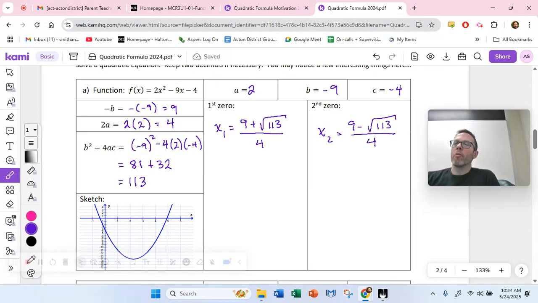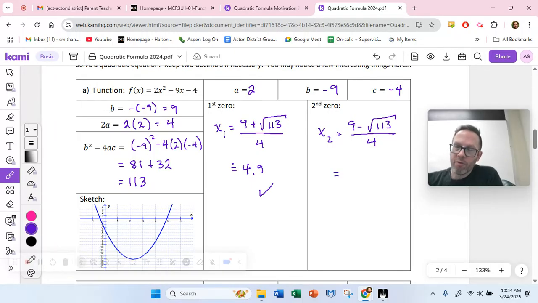All right, so for you 3U people, if you were asked for the exact roots, these would be the exact roots. But let's find what the actual approximate roots are so we can check with the graph I have there. Now, at this point, I am just going to put this into my calculator in one step. 9 plus the root of 113 divided by 4. I got about 4.9. Looking at my graph, that seems pretty good.